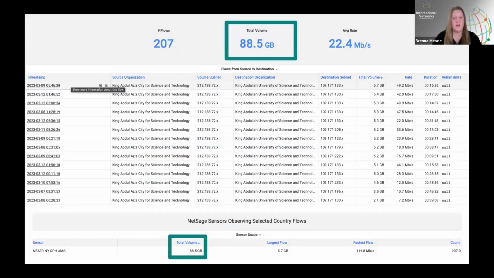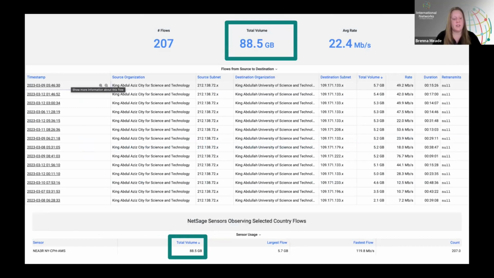This one was actually discovered in NetSage. So we went and took a look at two institutions that were in Saudi Arabia. I just happened to be poking around one day. In order to look at this traffic, I said, well, that's a lot of traffic. I wonder what sensors it's being seen on.